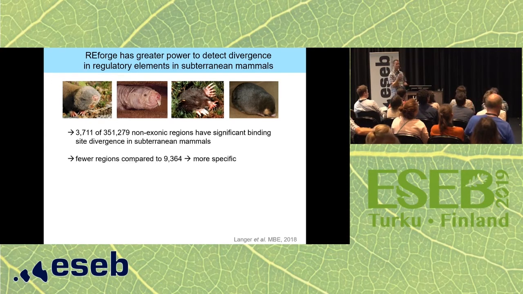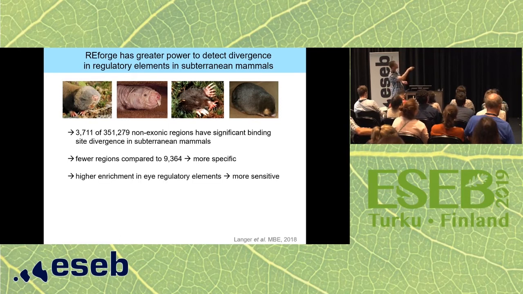This means we found fewer elements than before, so likely we have improved specificity. And importantly, the smaller set actually has a higher enrichment in overlapping eye regulatory elements. So probably we have higher sensitivity as well.